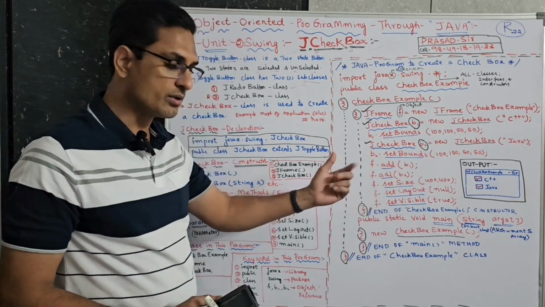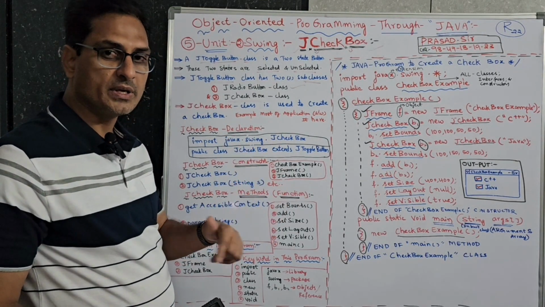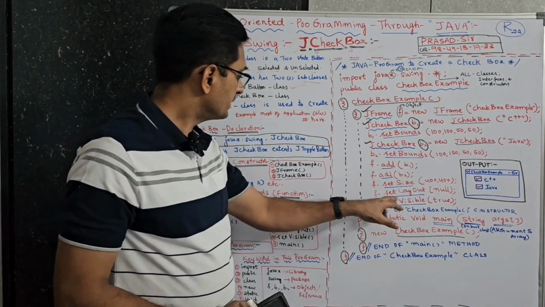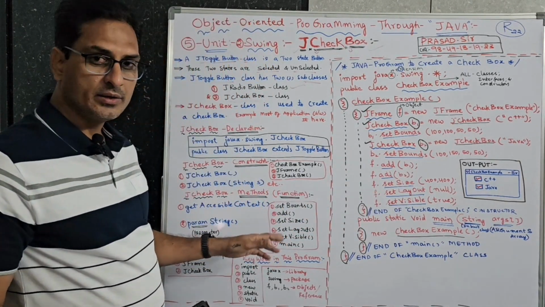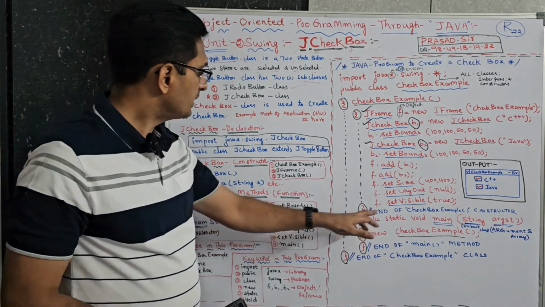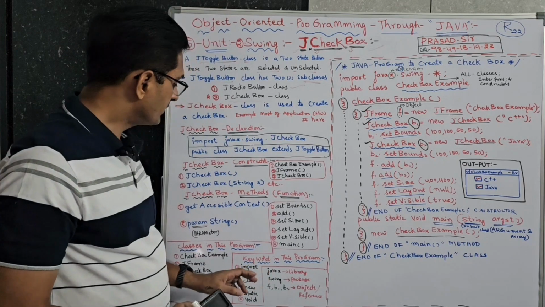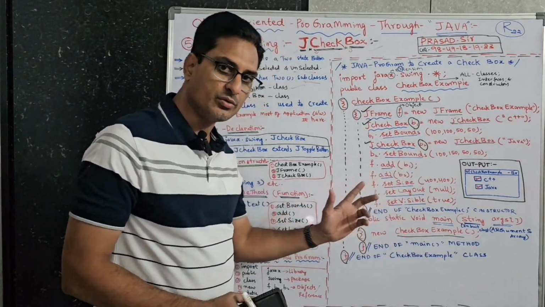This is a naming convention rule for methods. First letter should be small, second word first letter should be capital, third word first letter should be capital. setLayout, here s is small, L should be capital. This is also a method or function. setVisible, s should be small, V should be capital. This is also a method. Main is obviously an inbuilt method. These are the methods we have used in our program.